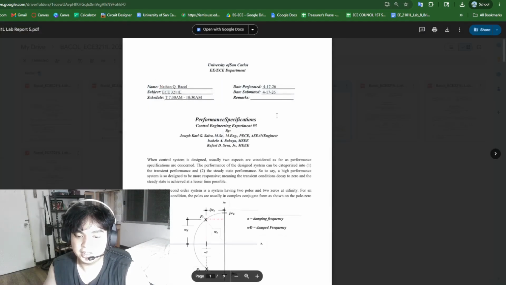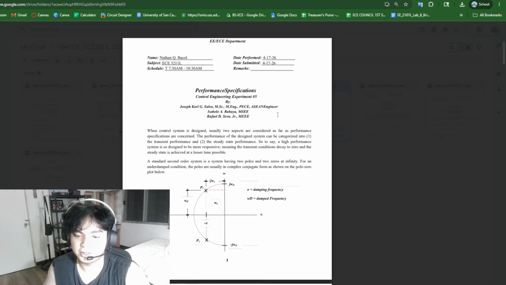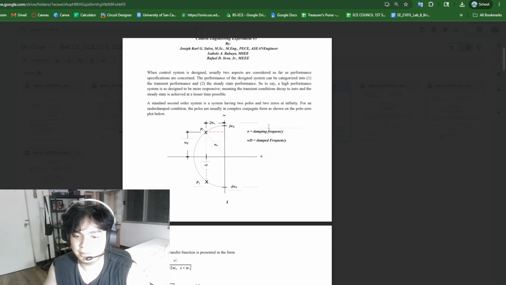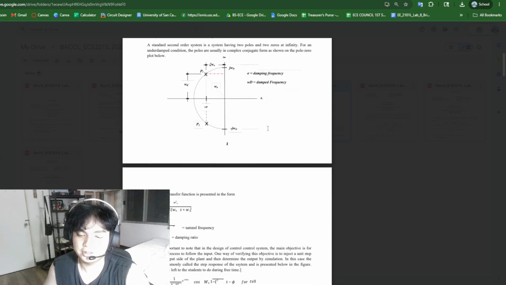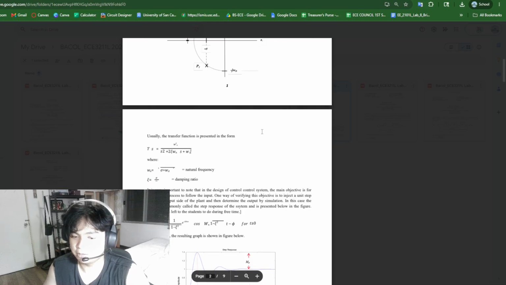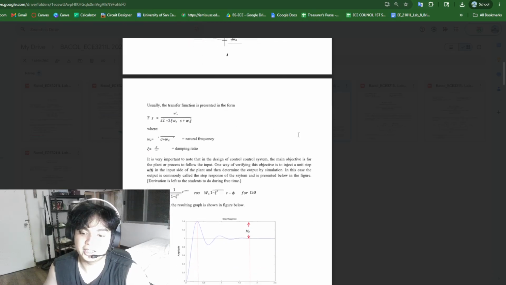In Lab 5, I learned about performance specifications. A second-order system can be described using natural frequency, damped frequency, and damping ratio. The damping ratio is very important because it affects oscillations and overshoot. A small damping ratio creates more oscillations and higher overshoot, while a larger damping ratio reduces oscillation, but the response can become slower. This taught me that control design is always a trade-off between speed, stability, and accuracy.